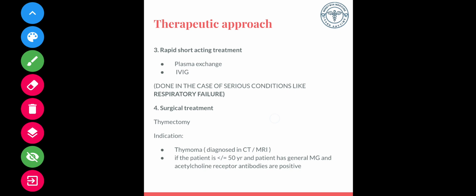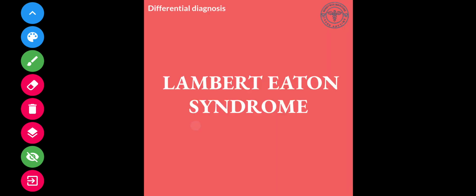And if you see in the CT that there is a tumor on the thymus gland or enlargement of the thymus gland, thymoma is present, then you go for surgical treatment, which is thymectomy. What are the indications? The thymoma, as I told, diagnosed in the CT or MRI, or if the patient is 50 years or less and has generalized myasthenia gravis all over the body and acetylcholine receptor antibodies are present, then again you can go for surgical treatment. That is about myasthenia gravis.